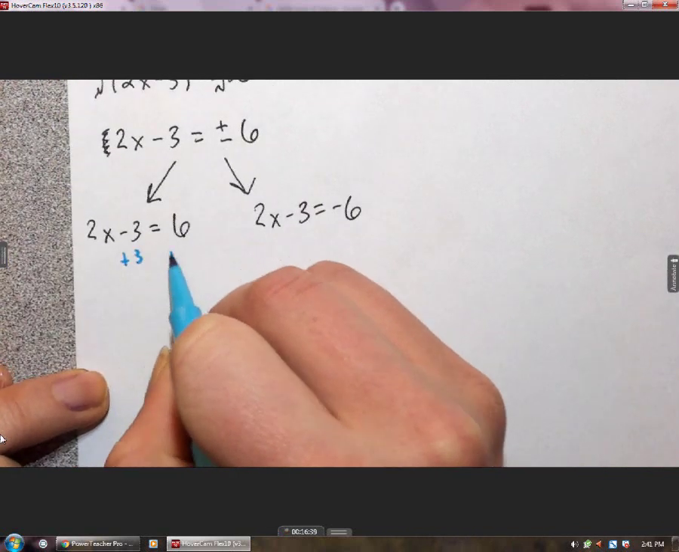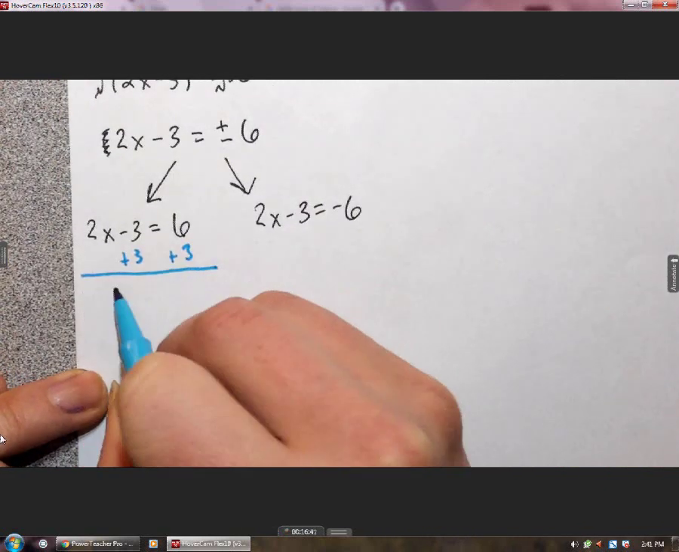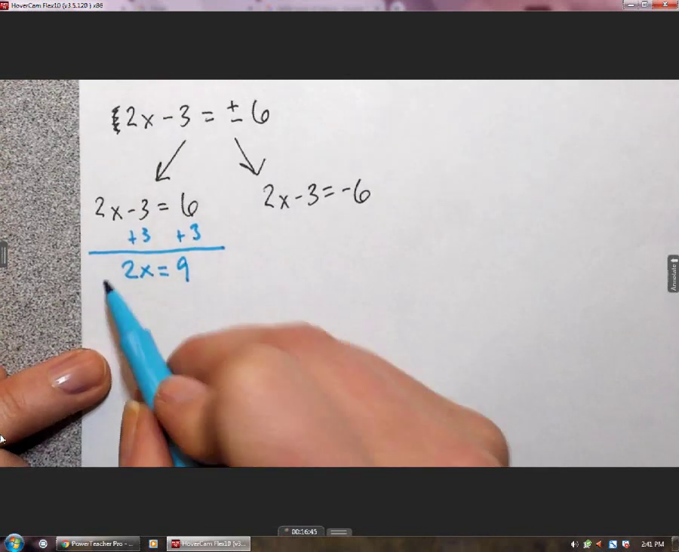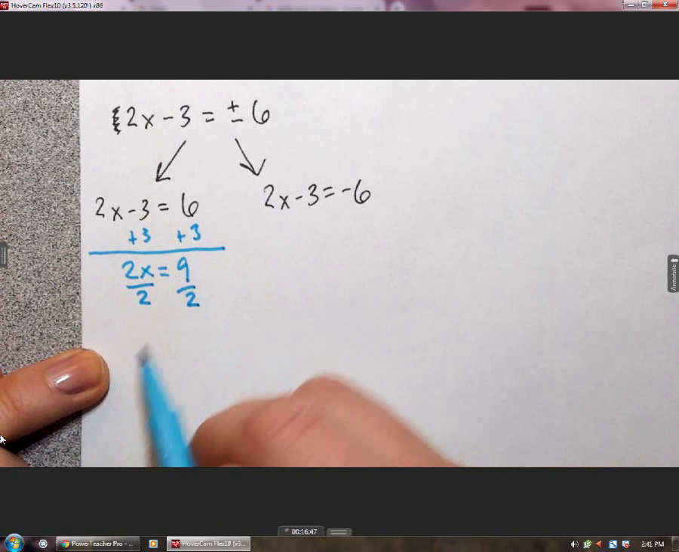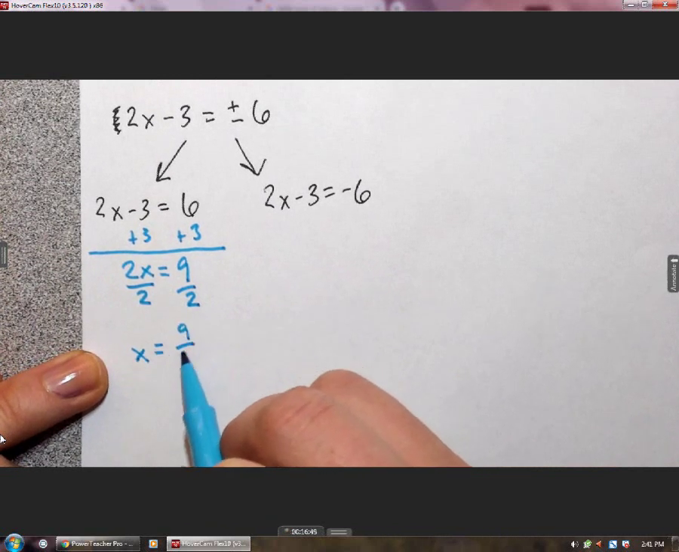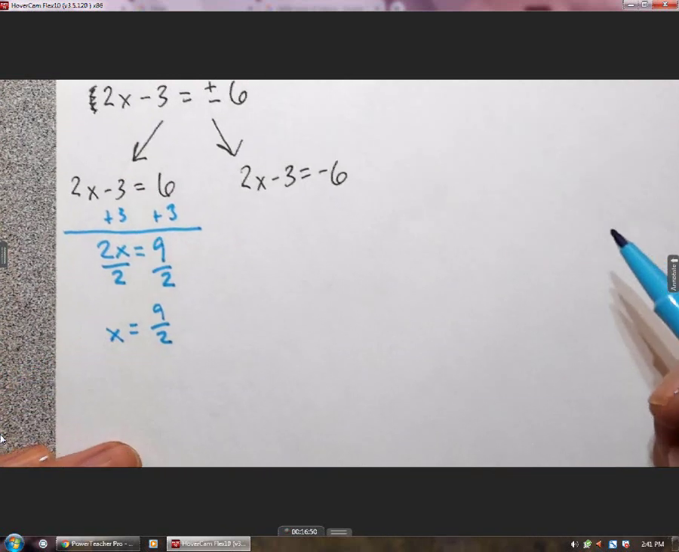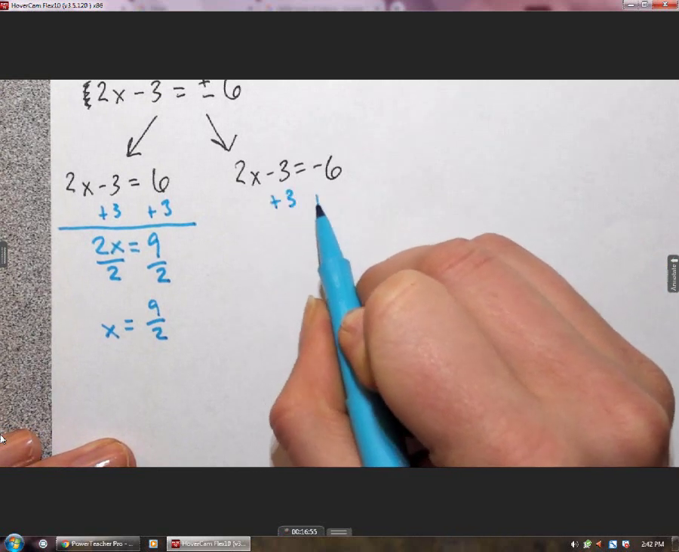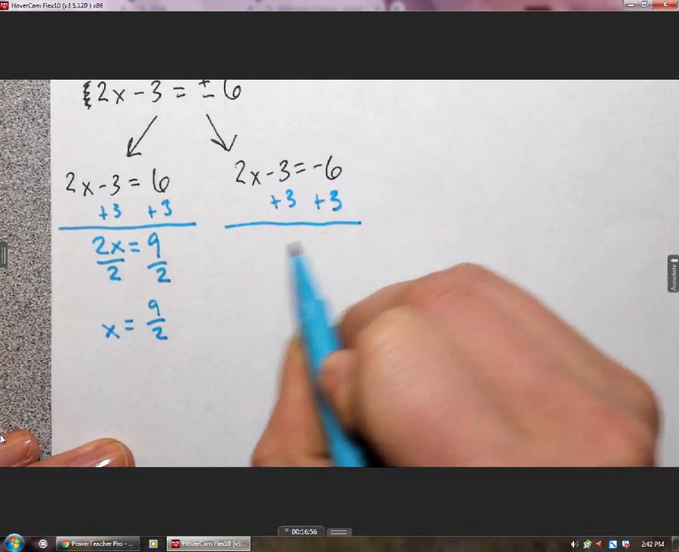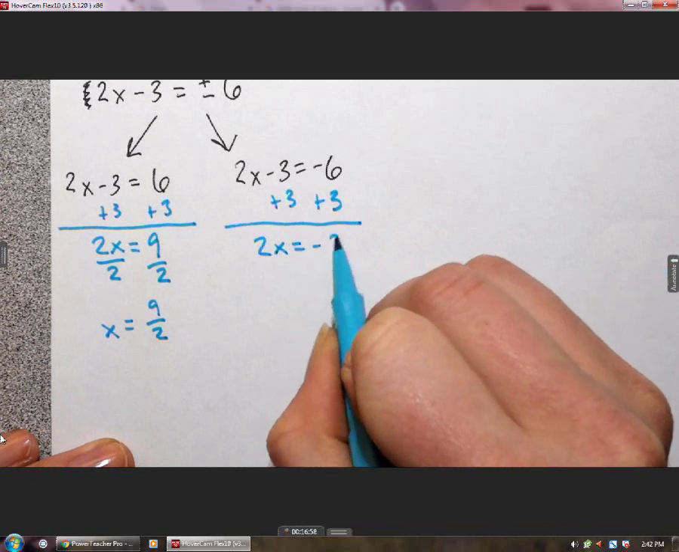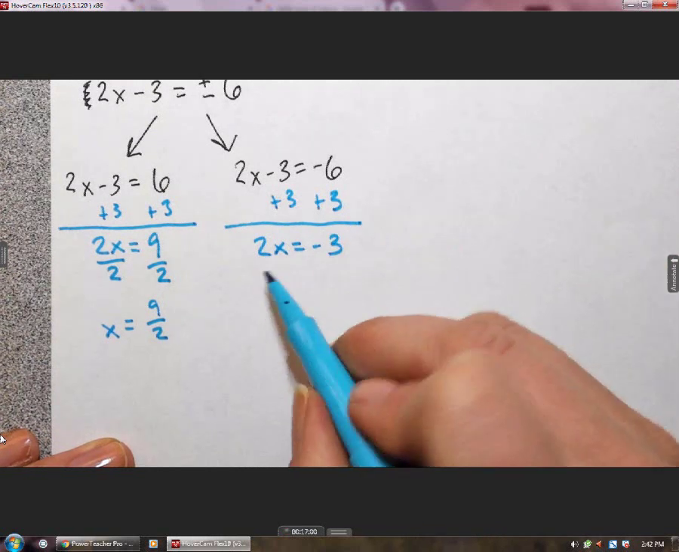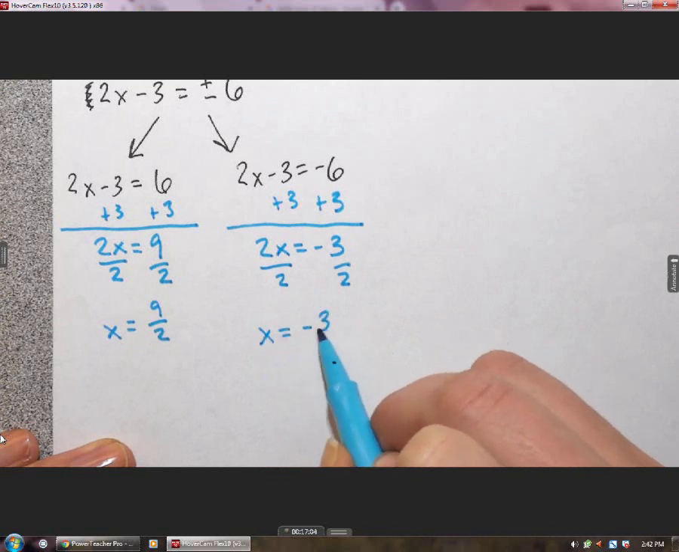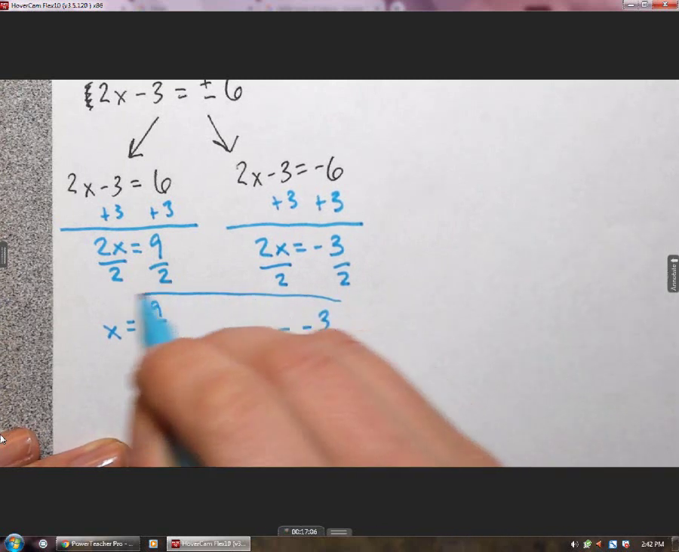Then you can add 3. 2x equals 9. Divide by 2. X equals 9 over 2. Over here, you can add 3. 2x equals negative 3. Divide by 2. X equals negative 3 halves.